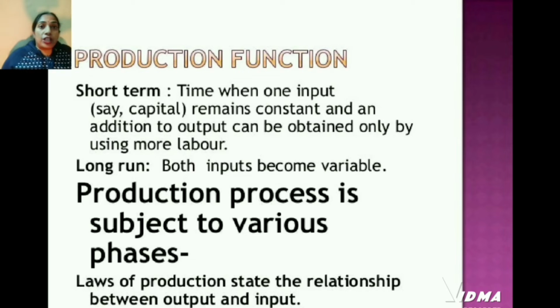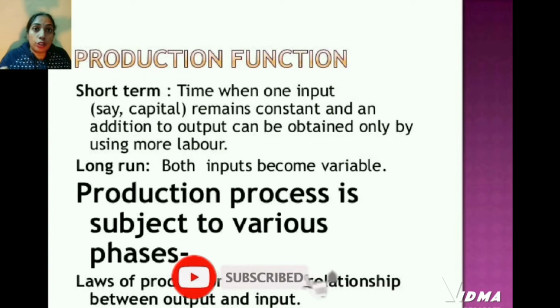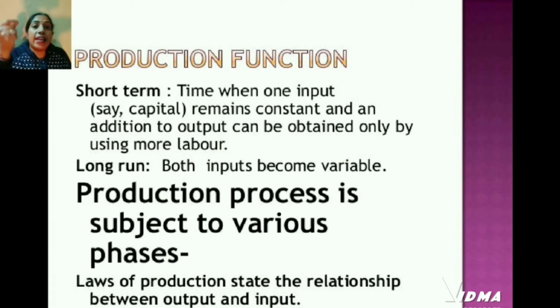Now, production function in the short term. In the short term, when there is one input, say the capital, that remains constant, an addition to the output can be obtained by only using one additional unit of labor. Here the capital is the fixed input, but the labor is the variable input. So if we want to increase the output, that can be done only when we add units of the variable input.